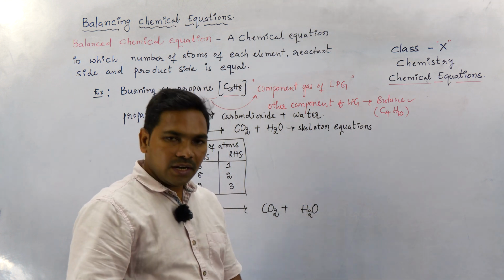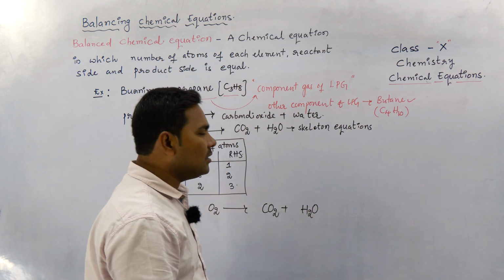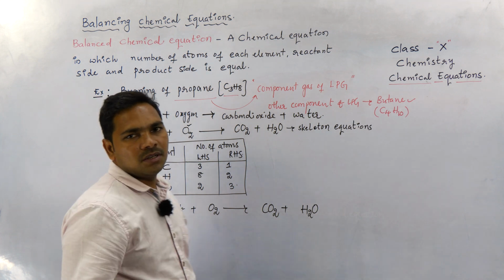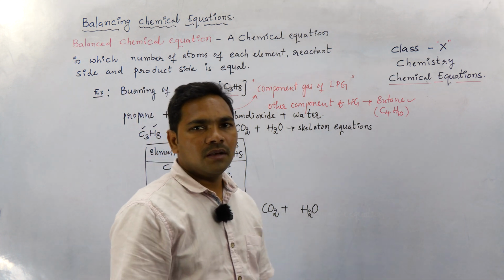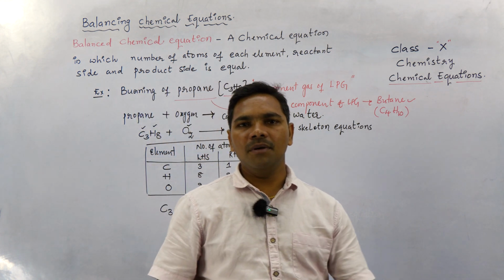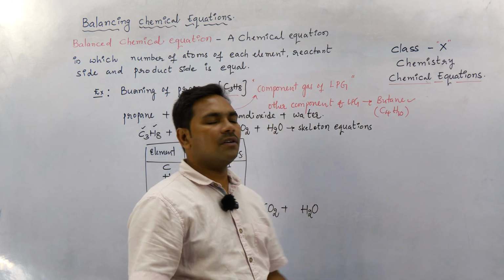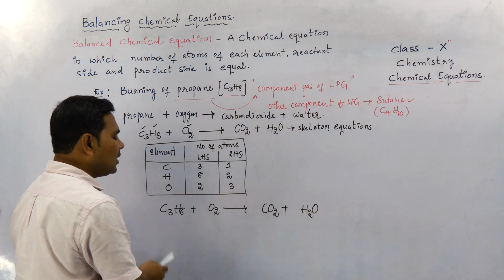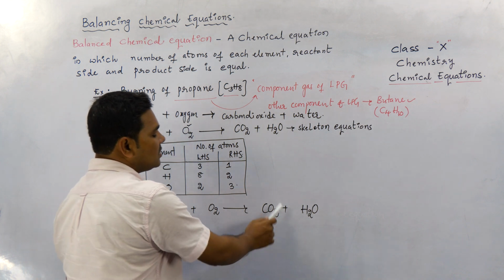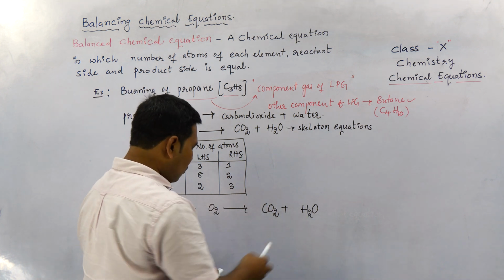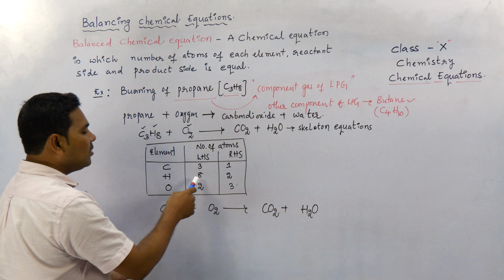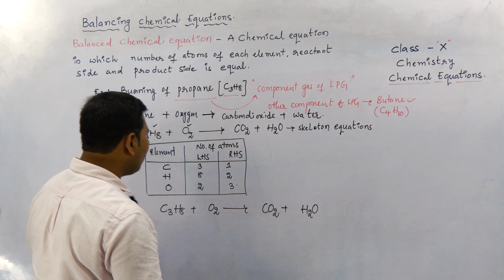And we did what we did in the earlier equation. We did not change the formula of the chemical substances involved, whether they are reactants or products. We must not change the chemical formula of a substance, right? C3H8 represents propane, O2 oxygen, CO2 carbon dioxide, H2O water. Now we can see in this table that the atoms are not equal, so we have to make them equal.